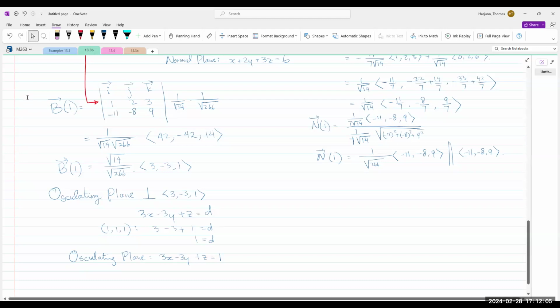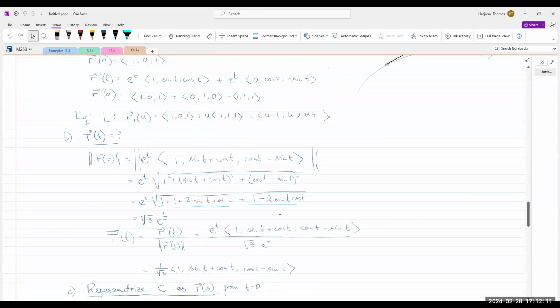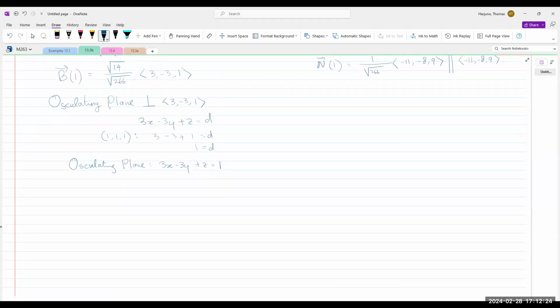Next, the next part that we need to go over, which we didn't go over last time from 13.3a. I believe at the beginning I showed you that we did the arc length and reparameterization. We did the TNB frame. I am still missing the curvature. Let's talk about curvature now.